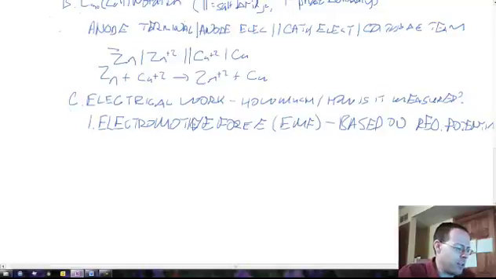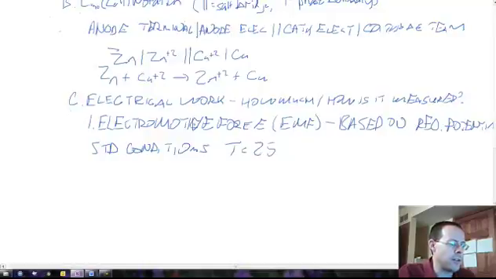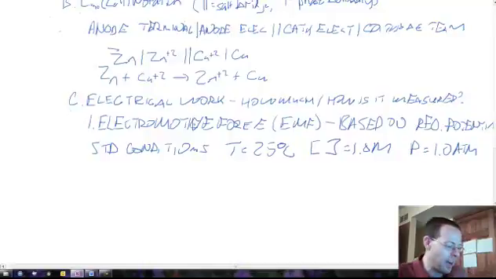And because it's standard reduction potentials, standard conditions, kind of like we have standard potentials for just about everything, but standard conditions are always going to be a temperature of 25 degrees Celsius. Our concentrations are always going to be 1 molar. And our pressure is always going to be 1 atmosphere. Alright, and if that's true, hydrogen is 0.